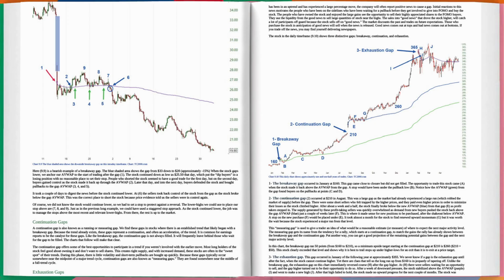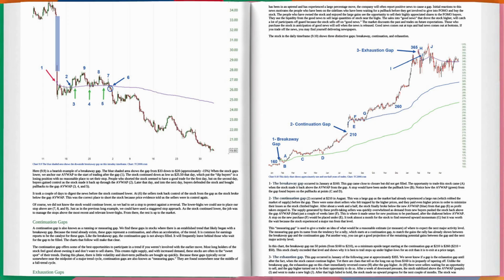At 6, the sellers took back control of the stock from the gap as the stock broke below the gap AVWAP. This was the correct place to short the stock because price evidence told us the sellers were in control again. Of course, we did not know the stock would continue lower, so we had to set a stop to protect against a reversal. The lower highs we could use to place our stop above are 7, 8, and 9. Just as in the previous long example, we could have used a staggered stop approach. As the stock continued lower, the job was to manage the stops above the most recent and relevant lower highs. From there, the rest is up to the market.